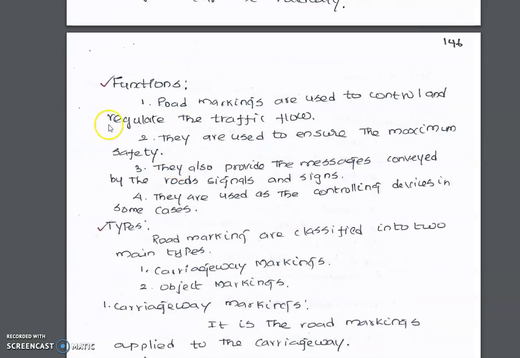The functions of road marking: they are used to control lanes and regulate the traffic flow. They are used to ensure maximum safety. They also provide the message conveyed by the road signals and signs. They are used as a controlling device in some cases.